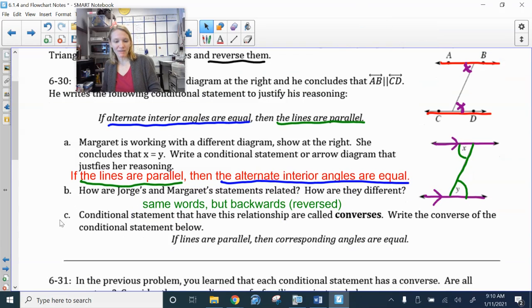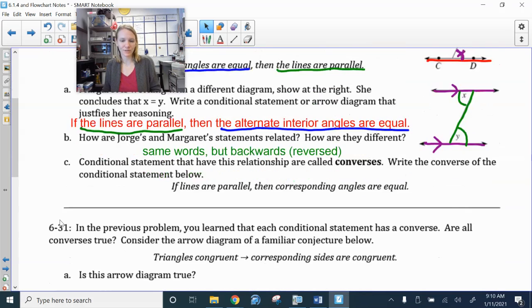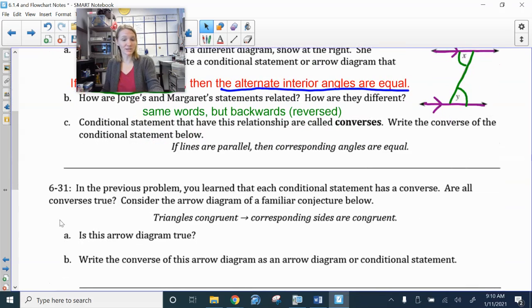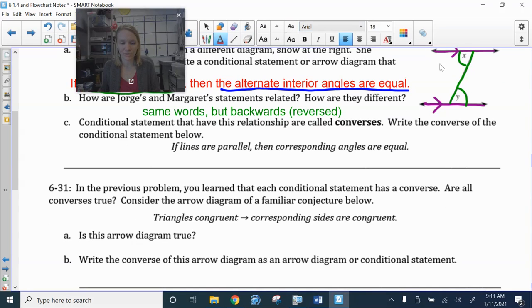So conditional statements that have this relationship are called converses. Not the shoe, but they're just like the reverse or the inverse, they're the opposite. Just like subtraction is the opposite of addition, a converse is the opposite of a regular statement. So now we're going to do this. Here's a statement: if lines are parallel, then corresponding angles are equal. So we want to write the converse.